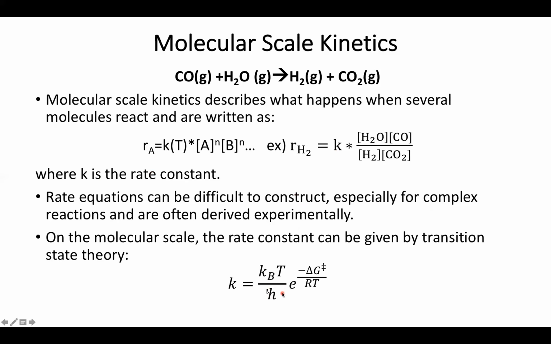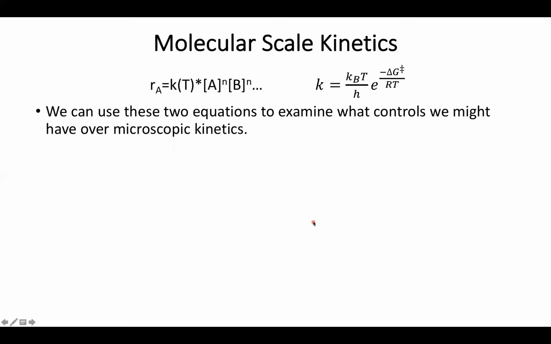And transition state theory helps give us a lot of insight into what sort of controls we may have on the rate of reaction. Because again, the larger the rate constant, the larger the rate of reaction. So looking at these equations, we might be able to come up with a couple of key controls over the microscopic kinetics. And again, microscopic or molecular scale kinetics is almost entirely controlled based on these two equations.